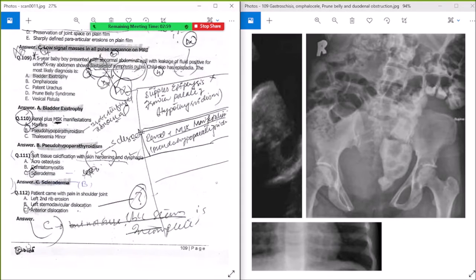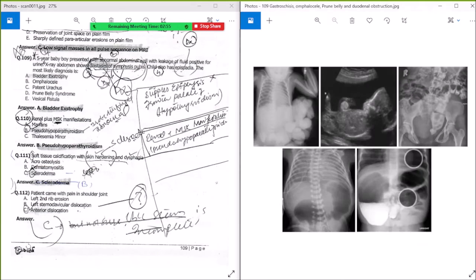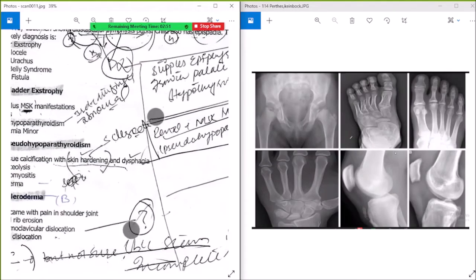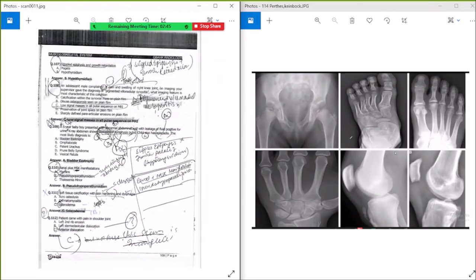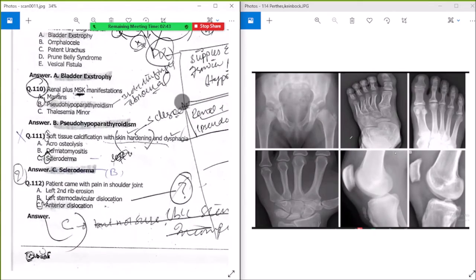Question number 110. Renal plus musculoskeletal manifestations should suggest hyperparathyroidism. 111. Soft tissue calcification, skin hardening and dysphagia: scleroderma.